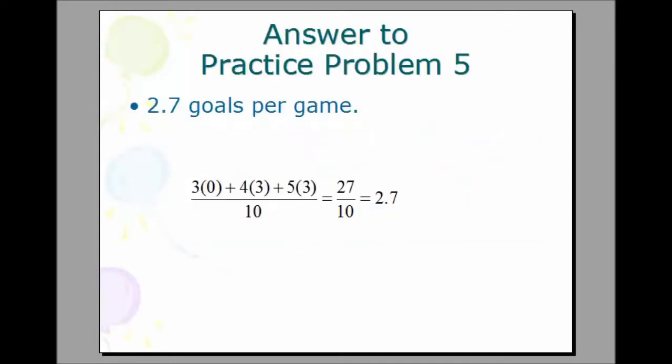This is a weighted average problem, and the average is 2.7 goals per game. There were 3 games in which he scored 0 points, so that's 3 times 0. There were 4 games in which he scored 3 points, and that's 4 times 3, which is 12. And there were also 3 games in which he scored 5 points. Adding those up is 3 times 0 plus 4 times 3, which is 12, plus 3 times 5, which is 15, and that's 27 over 10, because that's the number of games, and that was 2.7.